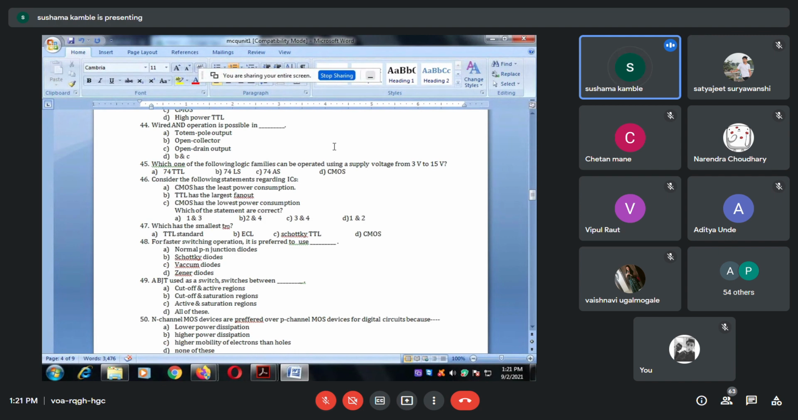We are covered just now in this lecture. Wired AND operation is possible. Wired AND means what? Connect collectors or different drains to the same wire. This is called a wired AND. So in total output there are two transistors. You can keep it open.